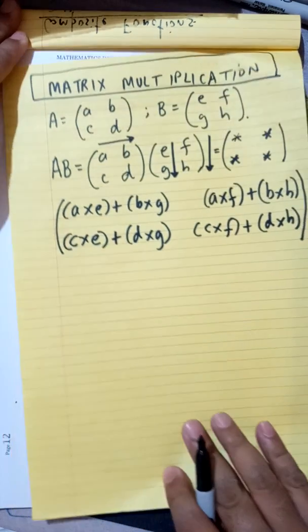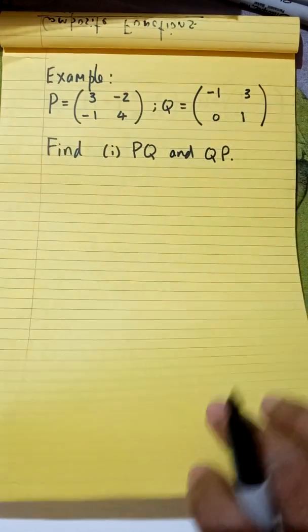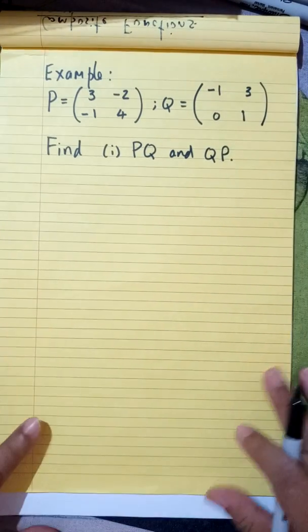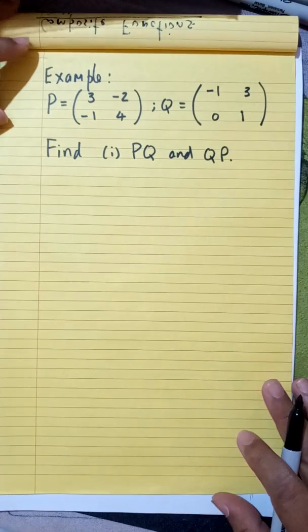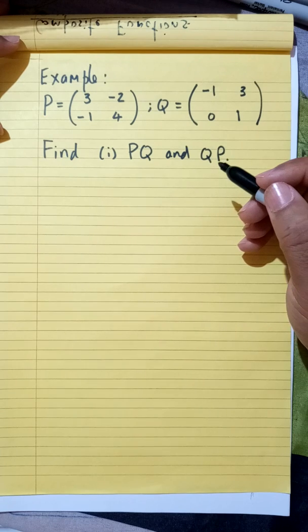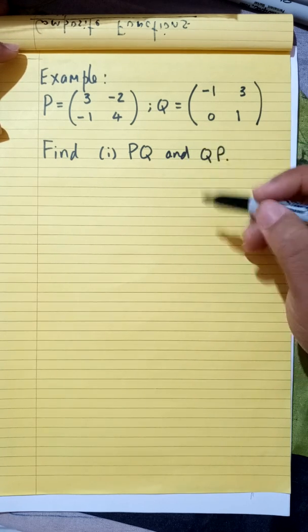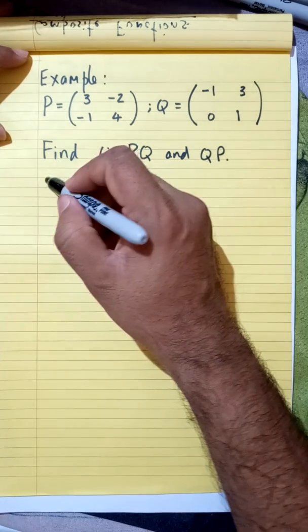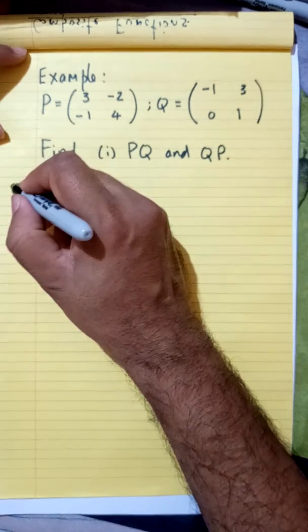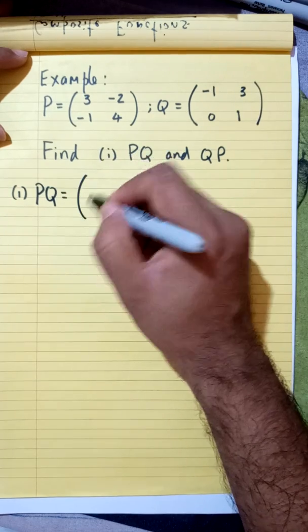Alright. Let us look at a question with numbers. Here we have two matrices named P and Q, and we're asked to multiply P times Q and Q times P. So we're going to work out the first part, PQ, and we're going to set it out like this.